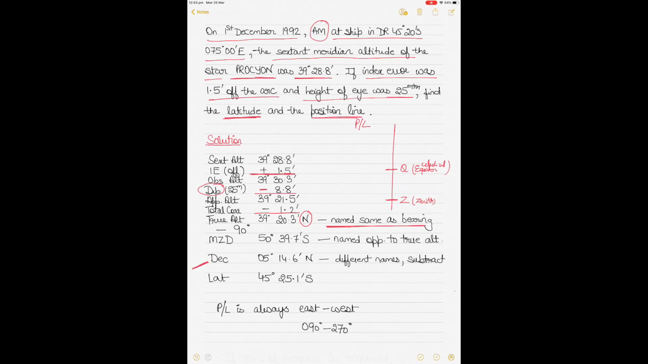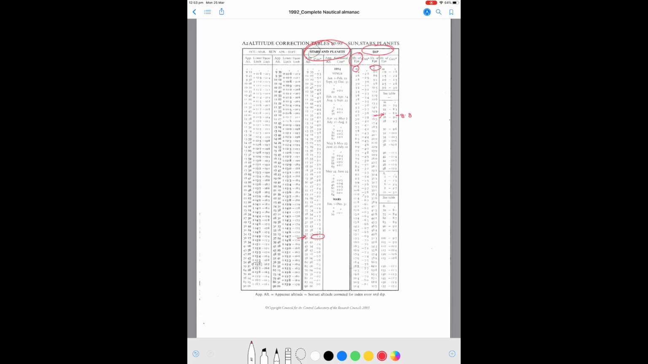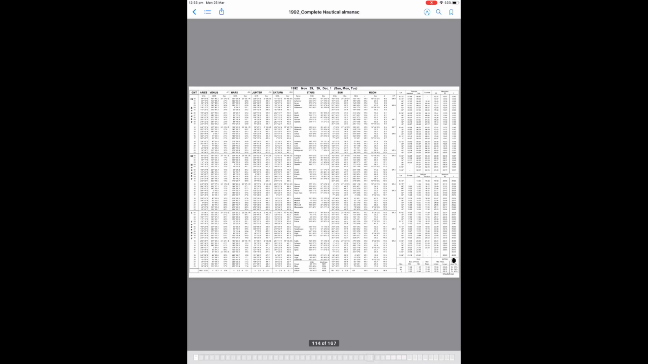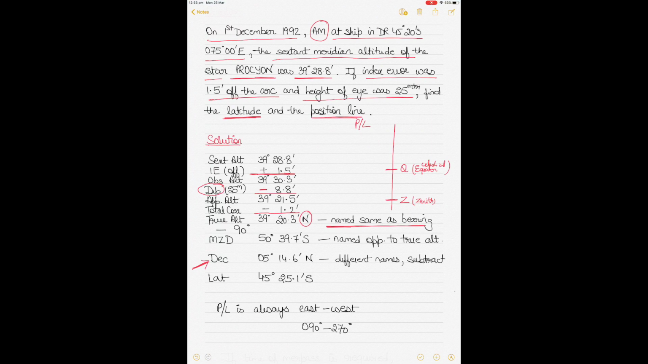Now where did I get this declination from? I'll go back into the almanac, and for 1st of December 1992, let me find it. So this is the 8th, 9th. Somewhere here is 1st of December, and you can see here these are the stars, right? So for Procyon, my declination is 5 degrees 14.6 minutes north. So I have used that declination here.